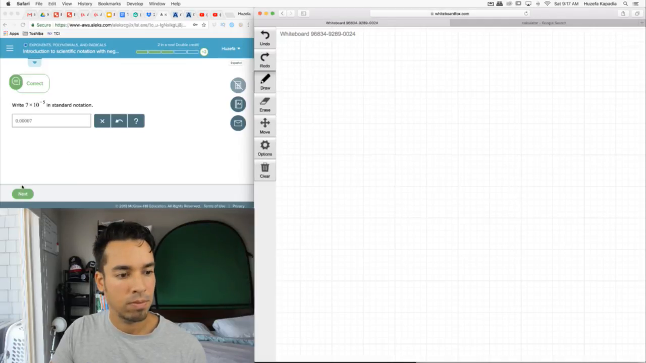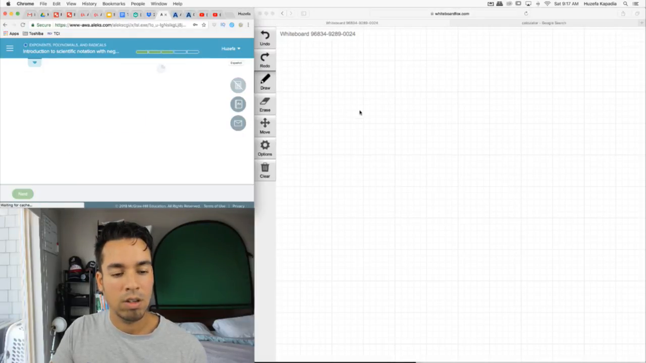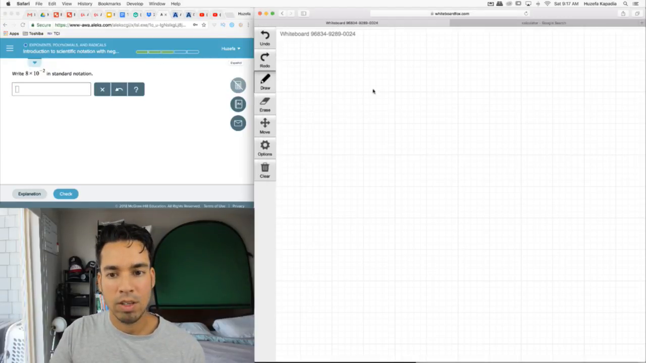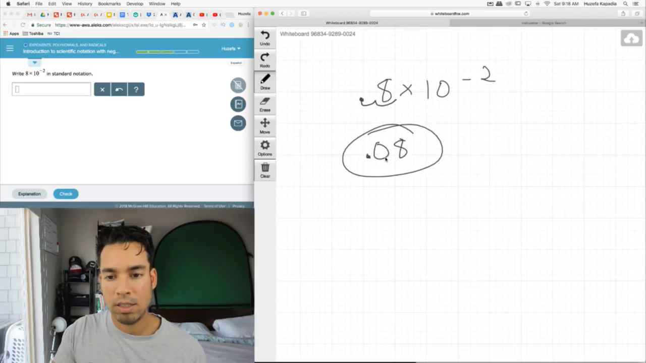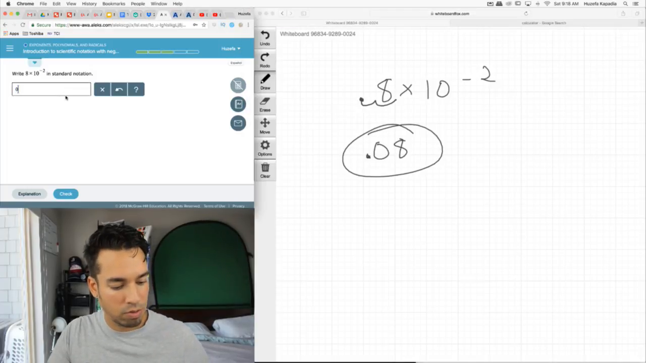Okay. Next. Last one. We've got 8 times 10 to the negative 2, and we want to go to standard notation. Same deal. We've got a negative 2 up here, so we're going to move it once, twice to the left, and this becomes 0.08, and that's it. I'm going to put a 0 in front.